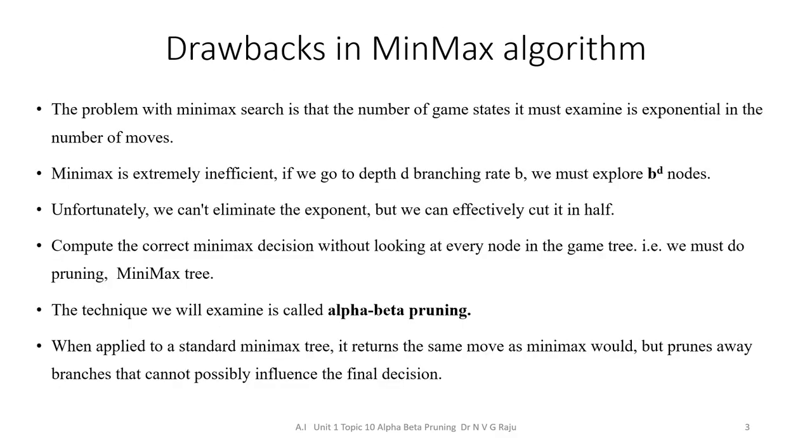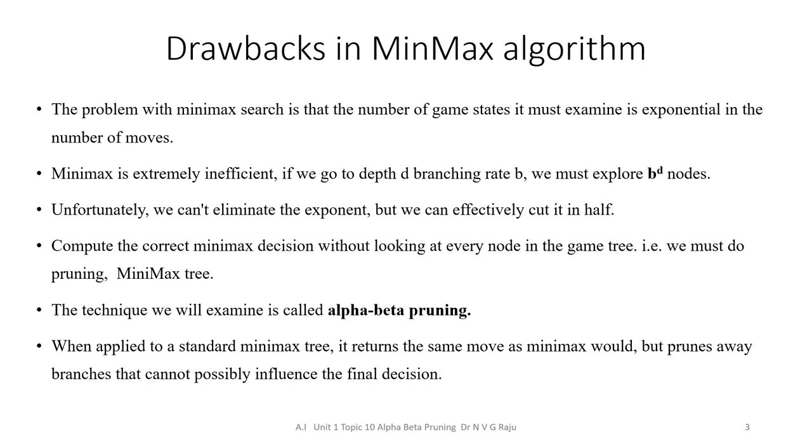The problem with min-max search is that the number of game states it must examine is exponential in the number of moves. It directly depends upon the complexity of the game. Min-max is extremely inefficient if we go to depth D with branching factor B. We must explore B to the power D nodes. Unfortunately, we cannot eliminate the exponent, but we can effectively cut it in half.